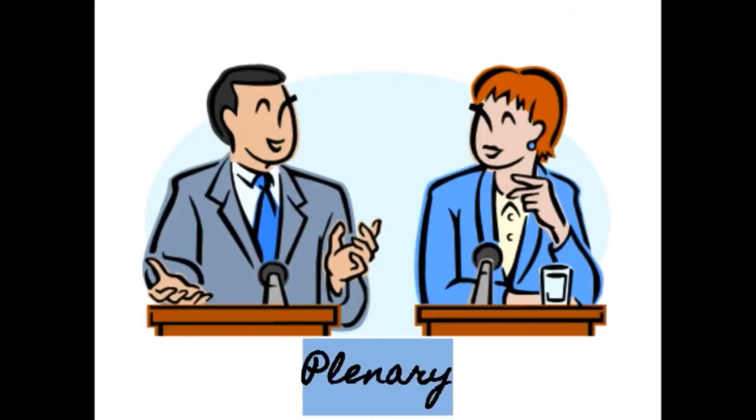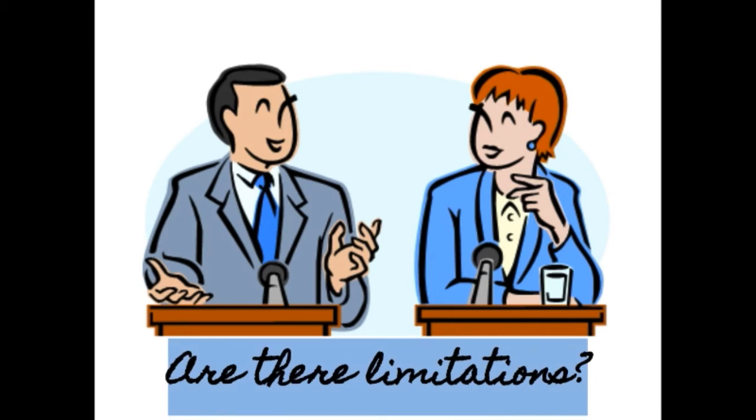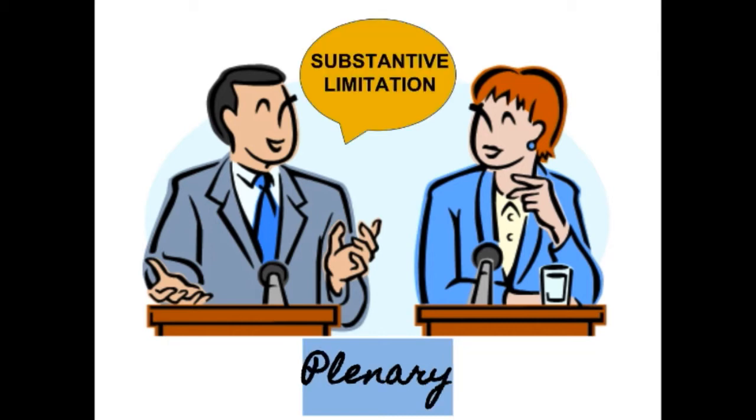It is important to take note that the power of Congress is plenary or absolute, meaning Congress may legislate on any subject matter it so wishes, no matter how bizarre the subject might be. The question is, are there any limitations to this power of Congress? The answer is yes, there are two: the substantive limitation and the procedural limitation.